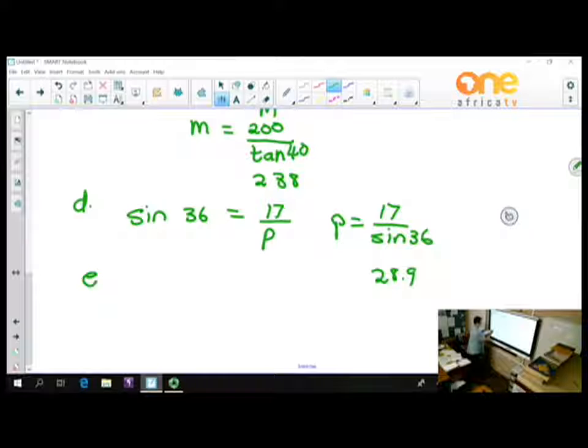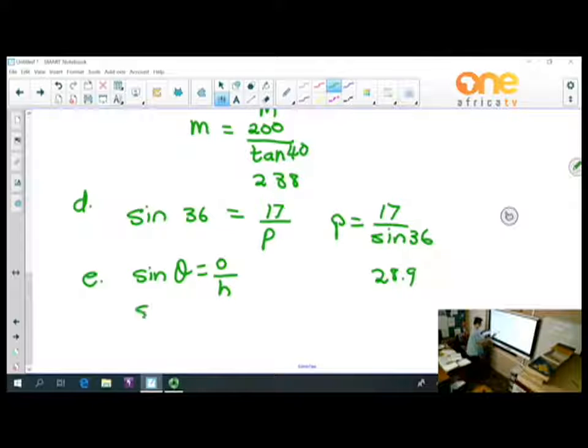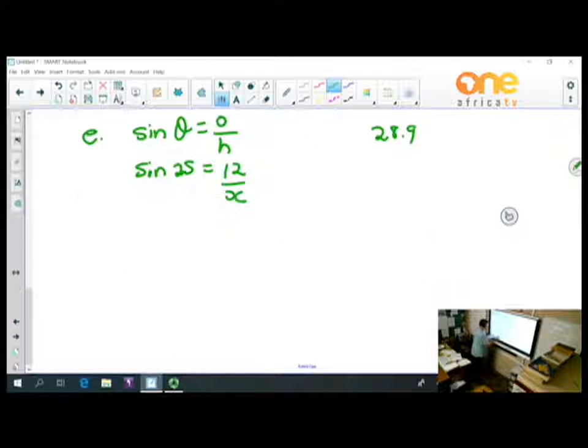Number E. Which function? What would you say? Sine. So sine theta is opposite over hypotenuse. Substitute. Sine 25 is equal to 12 over x. How do I get the bottom one? Bottom divide. So x is equal to 12 divided by sine 25. So 12 divided by sine 25 is equal to 28.4.